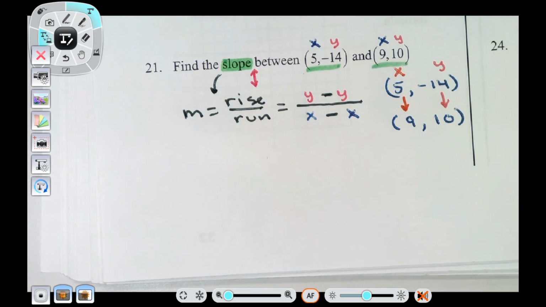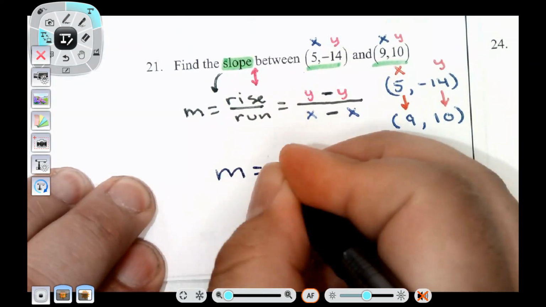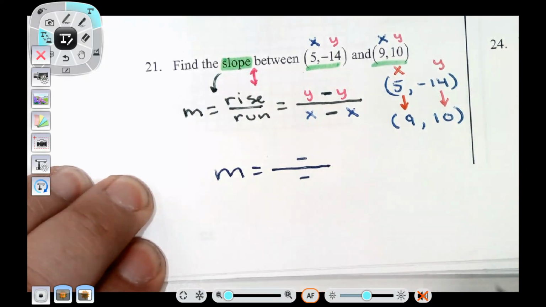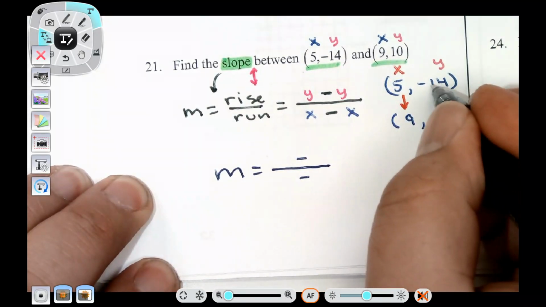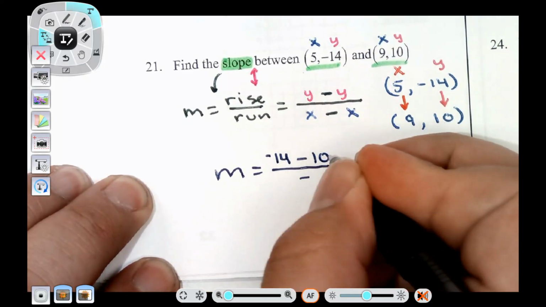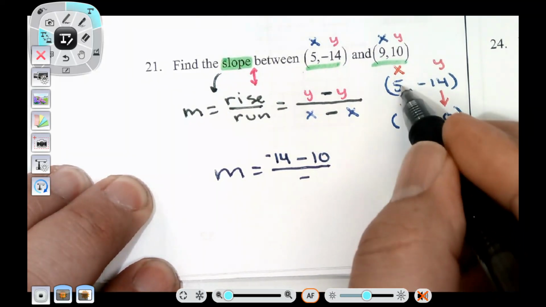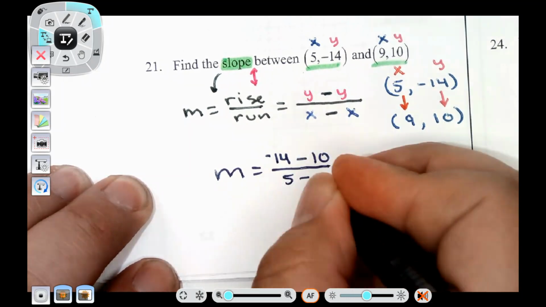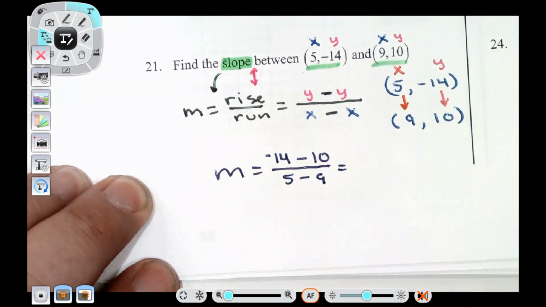So we're ready. Slope is equal to a fraction, minus signs. All right, here come the y's. Negative 14, then the 10. Here come the x's, 5 and then 9. All right, let's do the basic math.